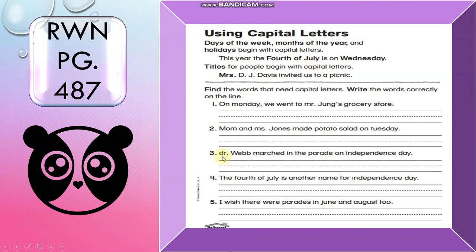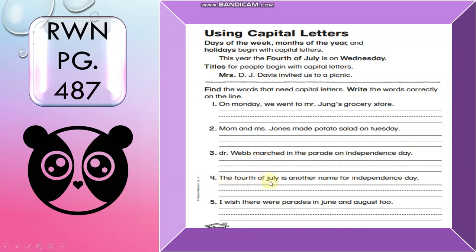Number 3. Dr. Webb marched in the parade on Independence Day. What about Doctor? It's a title, isn't it? What do we need to do about it? Then, Independence Day. Should it be in lowercase, or should I capitalize it?